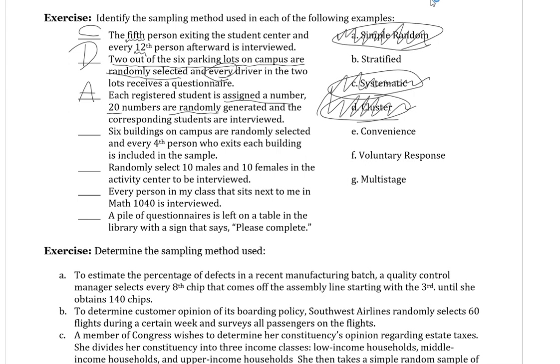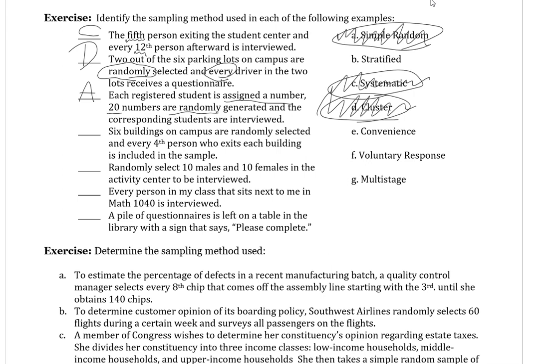I will also point out that in the previous question, we had up here 2 out of the 6 parking lots are randomly selected. Even though you see the word random, that doesn't mean it's a pure, simple random sample. I harp on that a lot, but a lot of students make that mistake. So be careful.